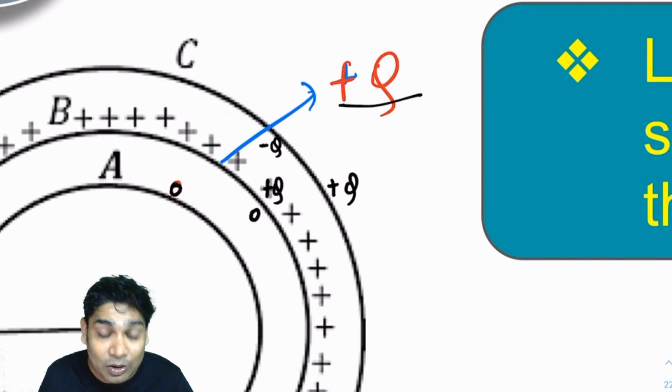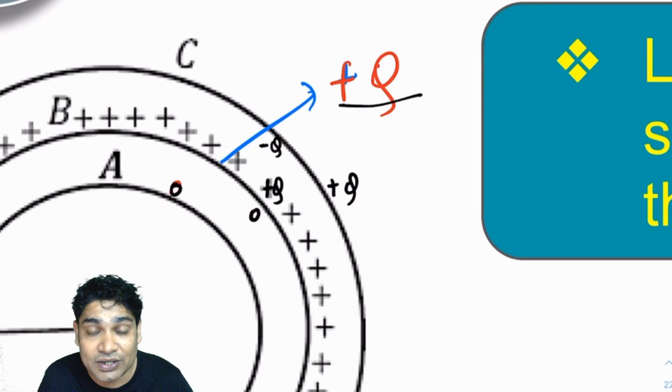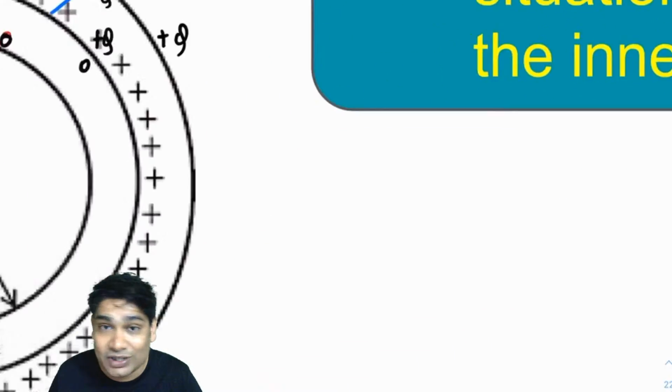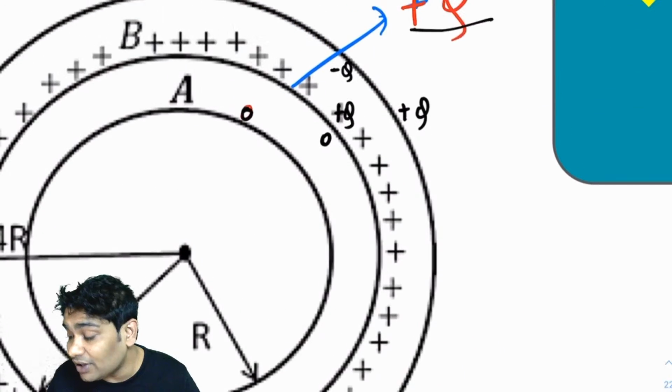So that is what my charges coming up on different surfaces will look like. The outer surface of A will have 0 charge. The inner surface of B will have 0 charge. The outer surface of B will have plus Q charge. As a result, the inner surface of C will have minus Q charge. And the outer surface of C will have plus Q charge. Now you are asked the potential difference between the outermost shell and the innermost shell.